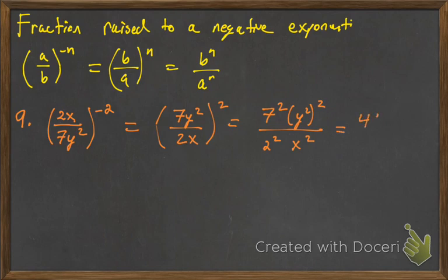7 squared is 49. y squared squared, you're going to multiply the exponents, y to the 4th. 2 squared is 4, and then x squared. And then we could check to see if there's anything to reduce. If there's nothing, we'd leave it at that. Okay. And then the last thing we'll look at is the radical notation.